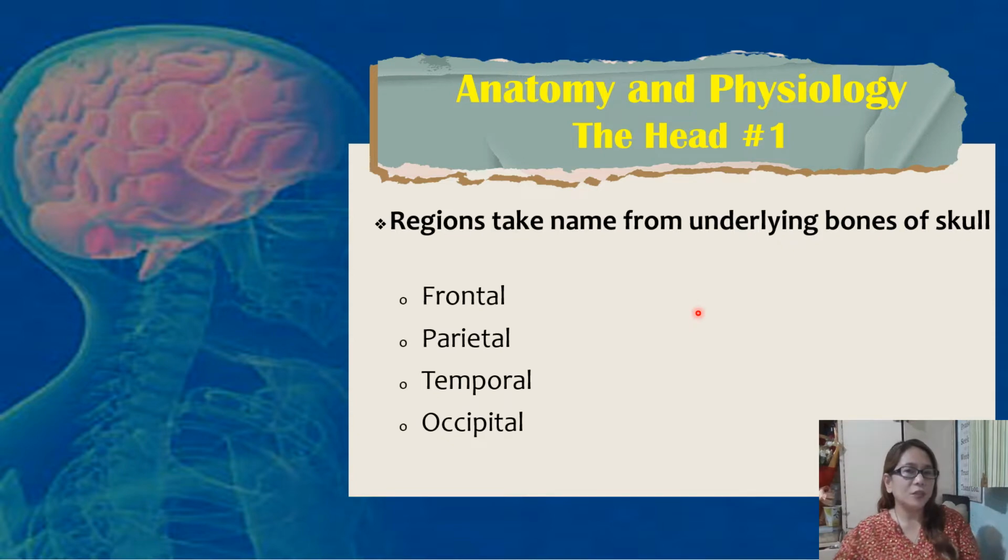Okay, to continue with the anatomy and physiology of the head. The head is divided into four main regions that take their names from the underlying bones of the skull: the frontal, the parietal, temporal, and occipital. So knowing these regions of the head helps us, the examiner, to locate and describe our findings.